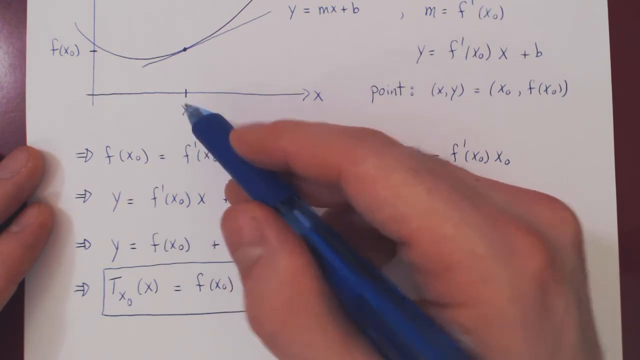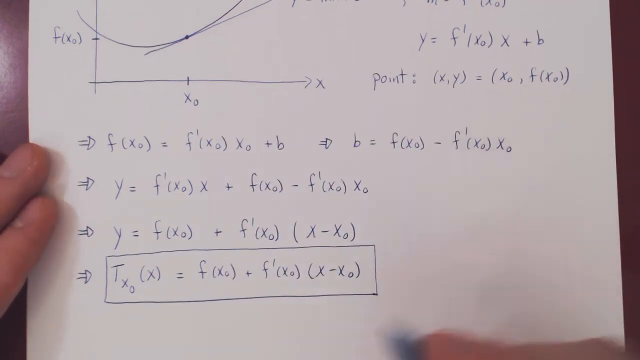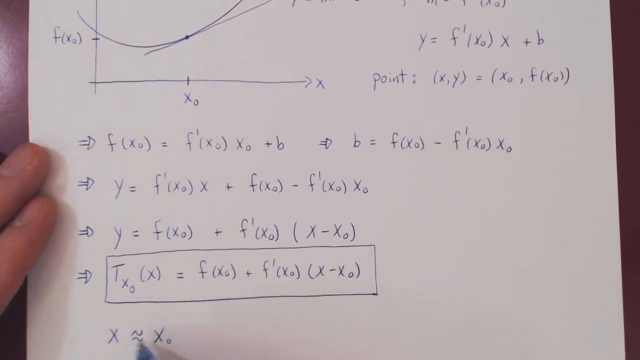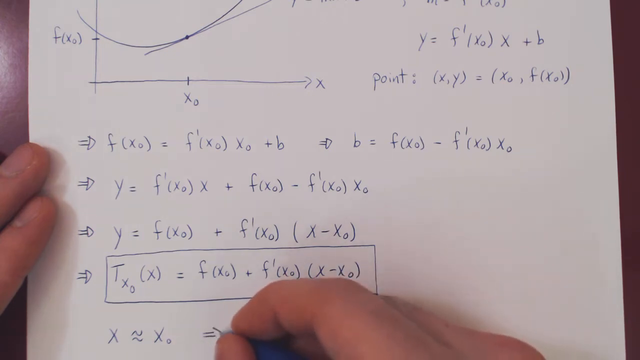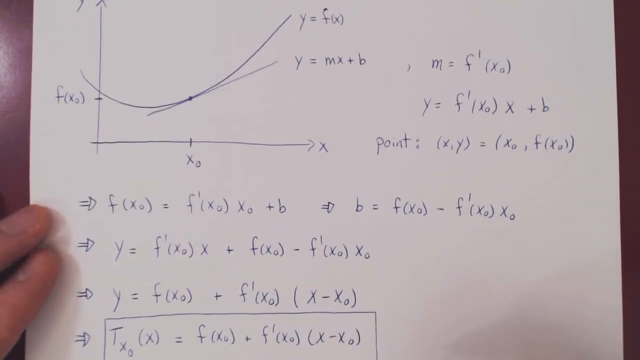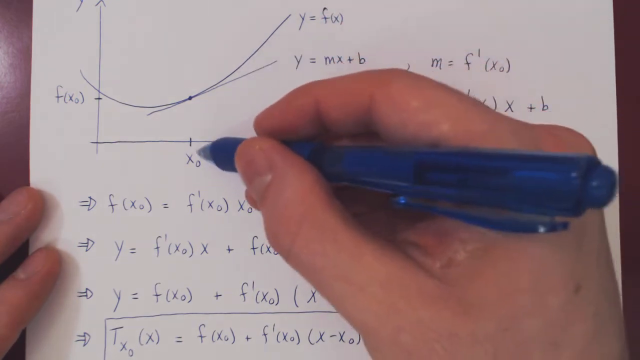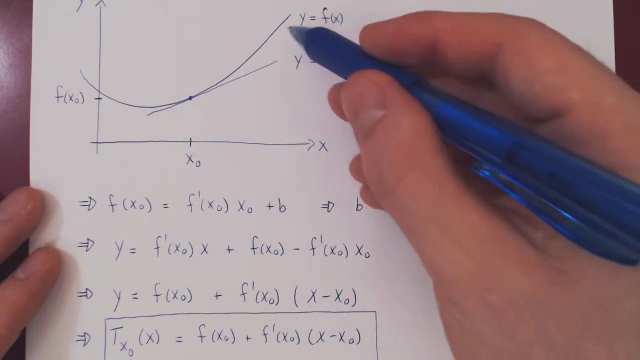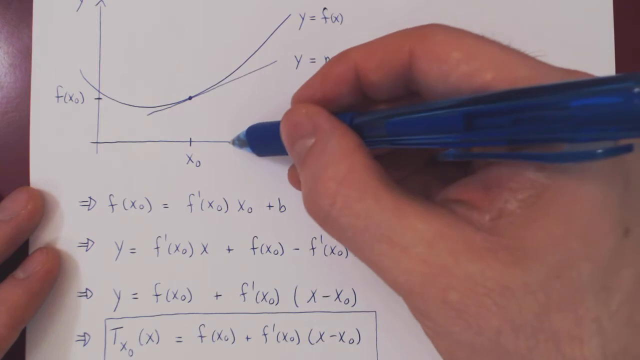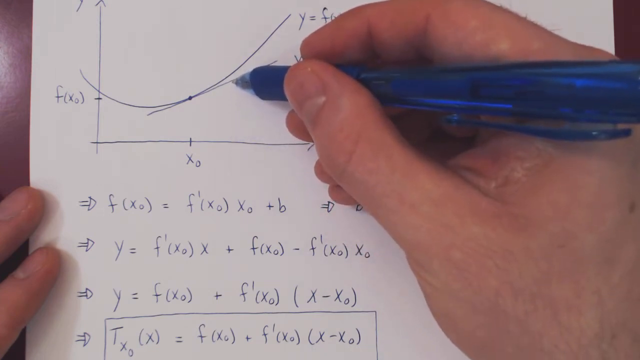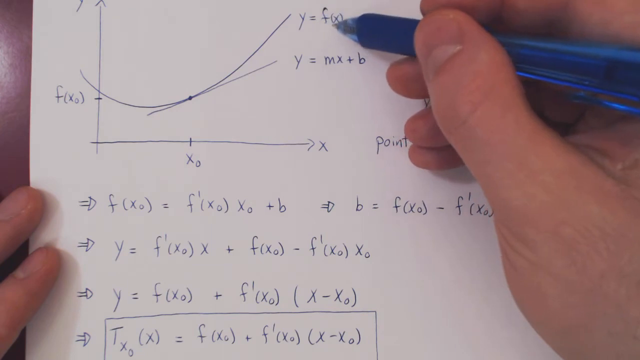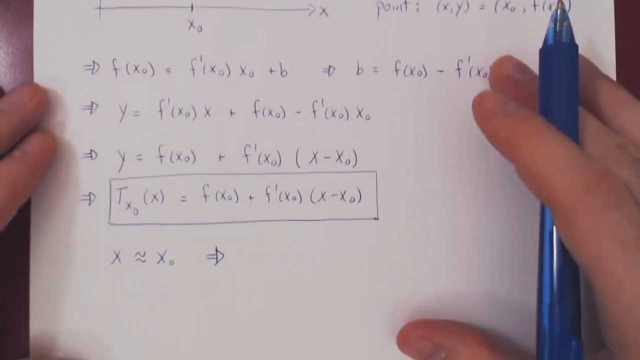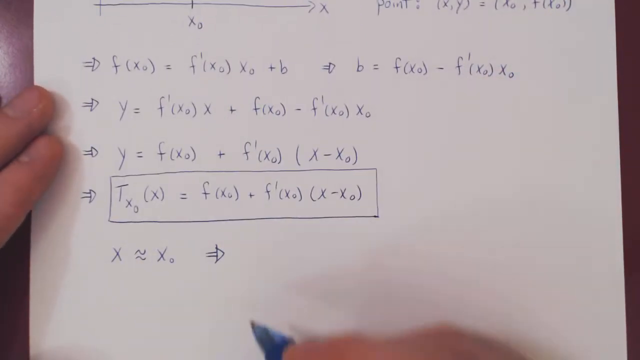If x is very close to x0, as long as x is approximately x0, then the conclusion is, well, let's go back. If x is very close to x0, let me exaggerate to really see the difference between the tangent line and the function as they are really close together. Suppose x is here, then you can see f of x is very close to the value on the tangent line. And this is the whole idea of linear approximation.